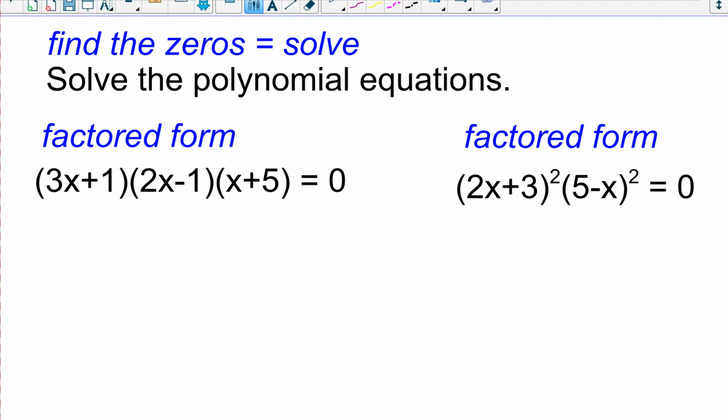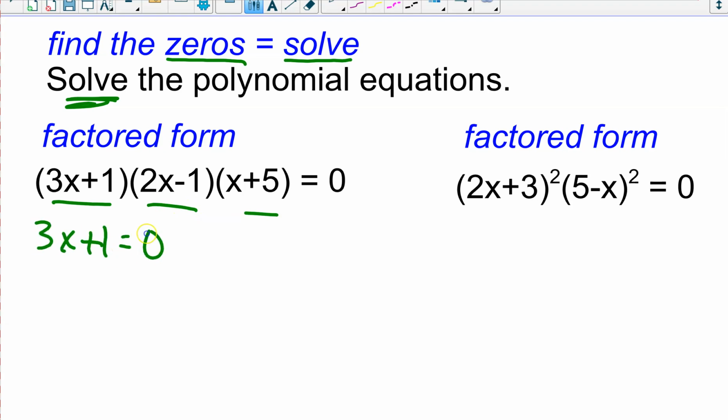So to find the zeros, finding zeros is the same as solving. So if it says solve the polynomial equations, I'm giving you factored form in these two. Can you convert factored form to actually solving or finding the zeros? And we did this in Algebra 2 where you set each factor equal to 0. 2x minus 1 equals 0 and x plus 5 equals 0.